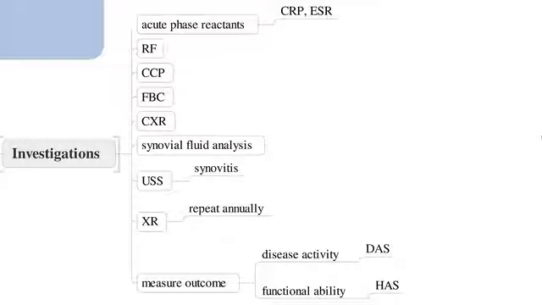Radiographs of the joints are recommended early in the disease to detect structural destruction and should be repeated annually to assess response to treatment. The outcome of treatment can also be measured using several composite indices such as the disease activity score and also a health assessment questionnaire which assesses functional ability.